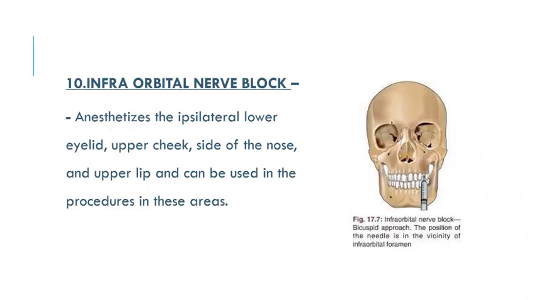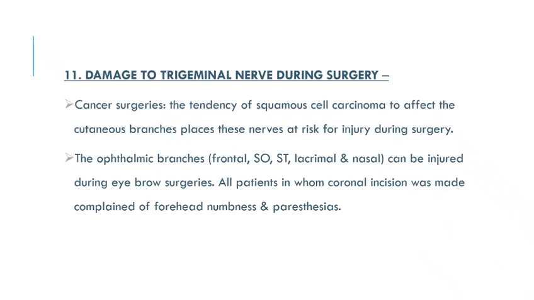Now, infraorbital nerve block. It anesthetizes the ipsilateral lower eyelid, upper cheek, side of the nose, and upper lip, and can be used in procedures in these areas. Now, damage to the trigeminal nerve during surgery. During cancer surgery, the tendency of squamous cell carcinoma to affect the cutaneous branch places this nerve at risk for injury during surgery. The ophthalmic branches, that is frontal, supraorbital, supratrochlear, lacrimal, and nasal, can be injured during eyebrow surgeries, and all patients in whom a coronal incision was made complained of forehead numbness and paresthesia.